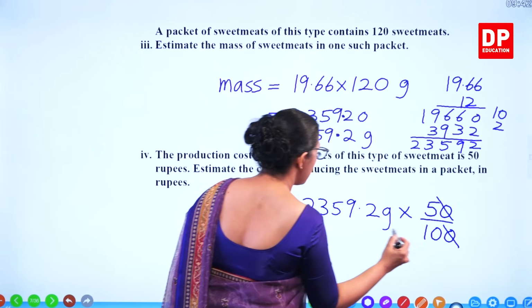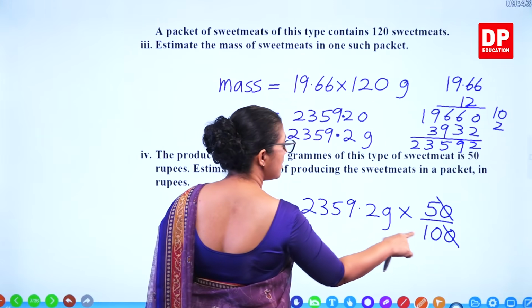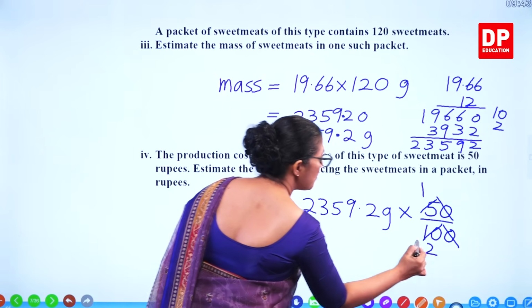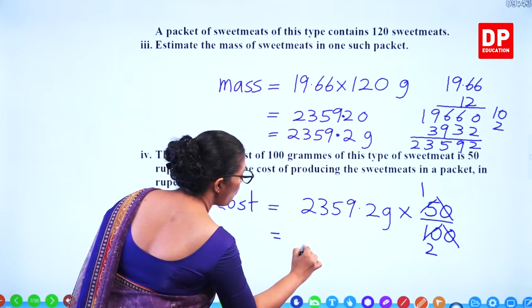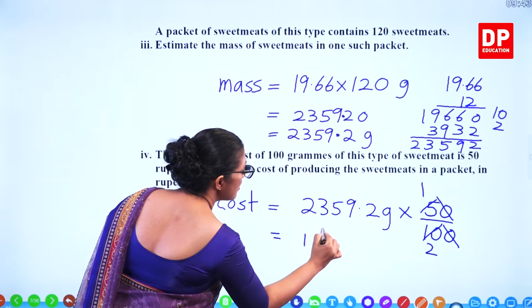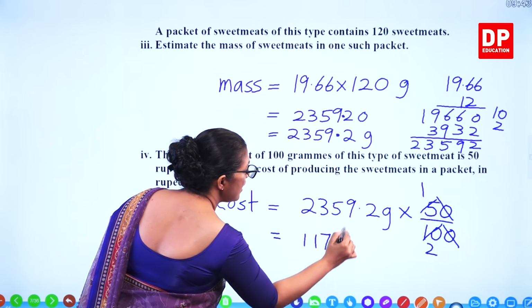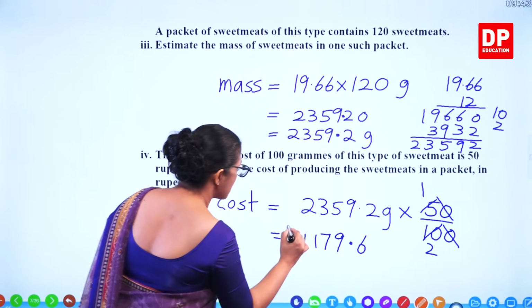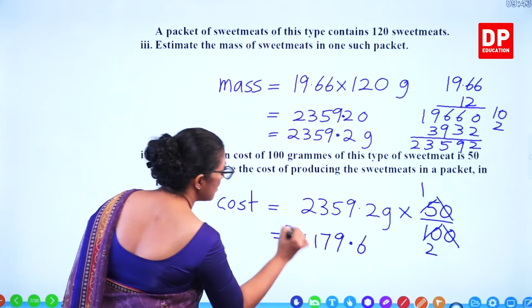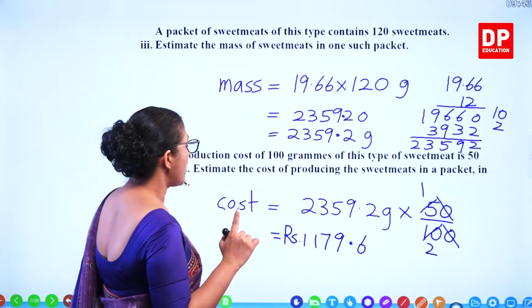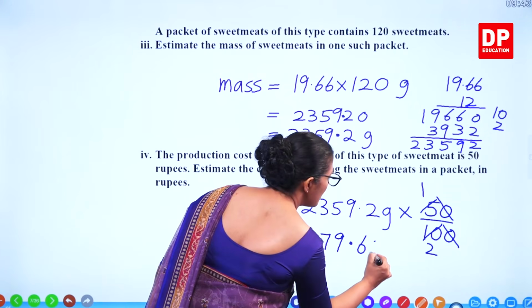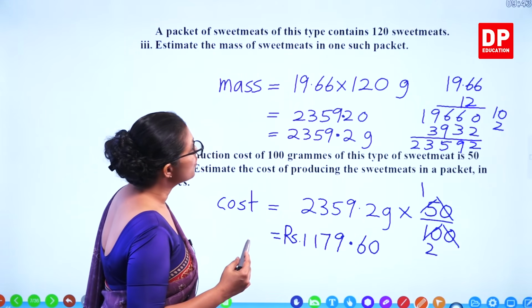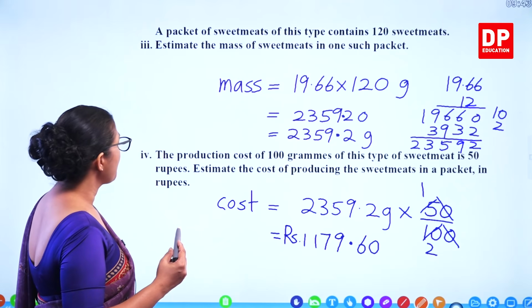0, 0 get cancelled out, and you can divide by 5. That means just divide by 2. 1, 1, 7, and 9, 18, and 6. So this is the cost. 1179.6, we'll put 0, 60 cents. That's the cost of producing the sweetmeats in a packet.